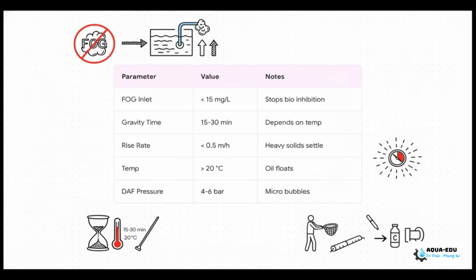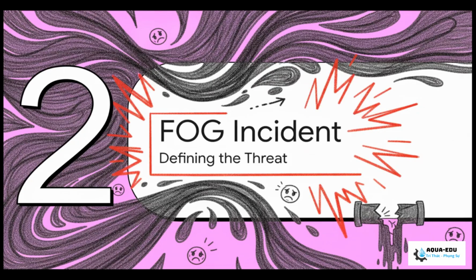Listen to me on this one. If your plant doesn't have a dedicated fog tank, you have to instantly pivot to manual skimming, floating booms, or chemical demulsifiers. We cannot let fog pass. Period. Section 2. Defining the fog incident.